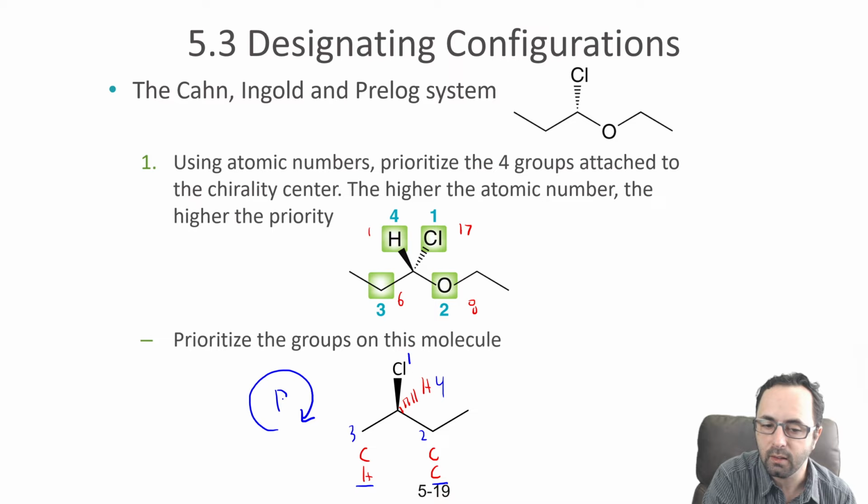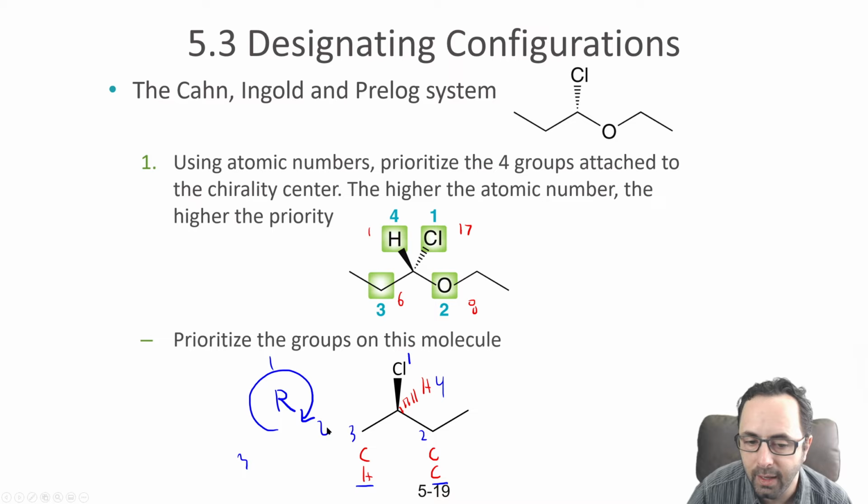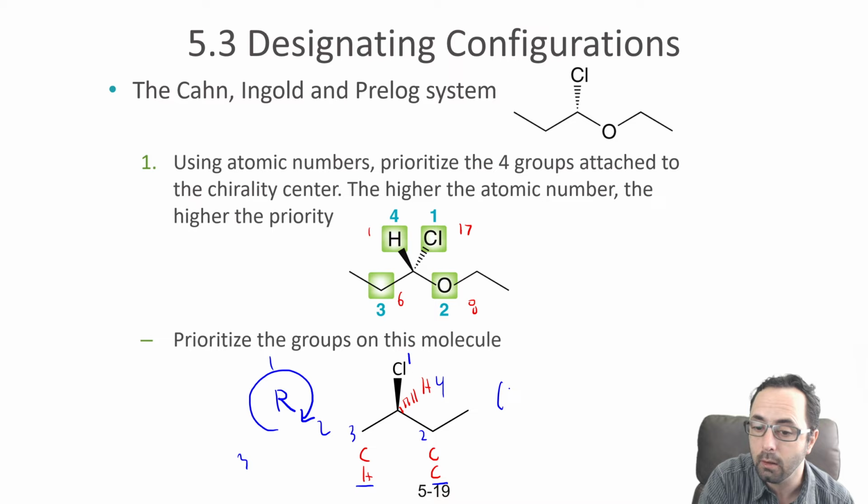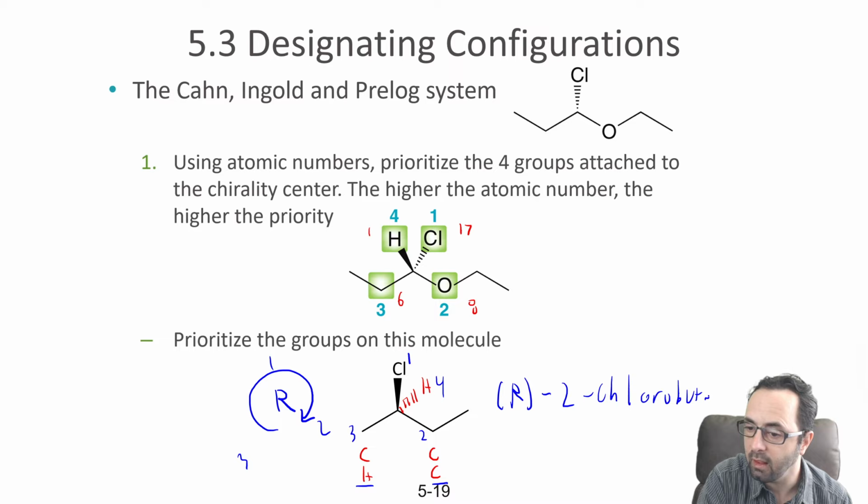And so this designation is R. 1, 2, 3. Right-hand turn. So this now would be what we are going to call later (R)-2-chlorobutane, and we put the R in parentheses. And that's what we'll name it. But the designation here is R for the chiral carbon.